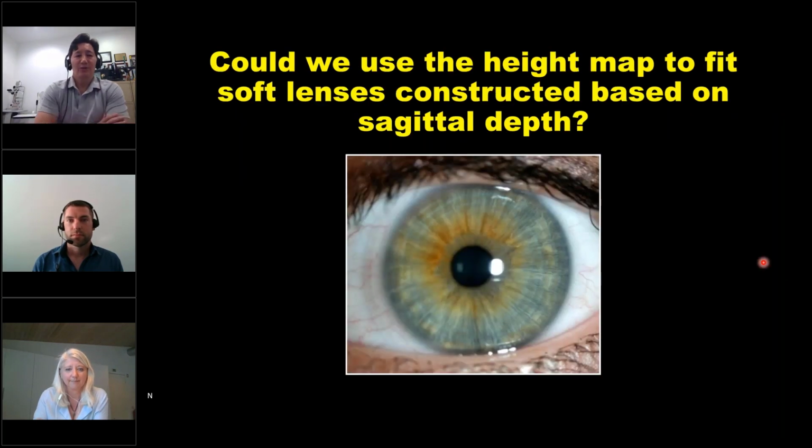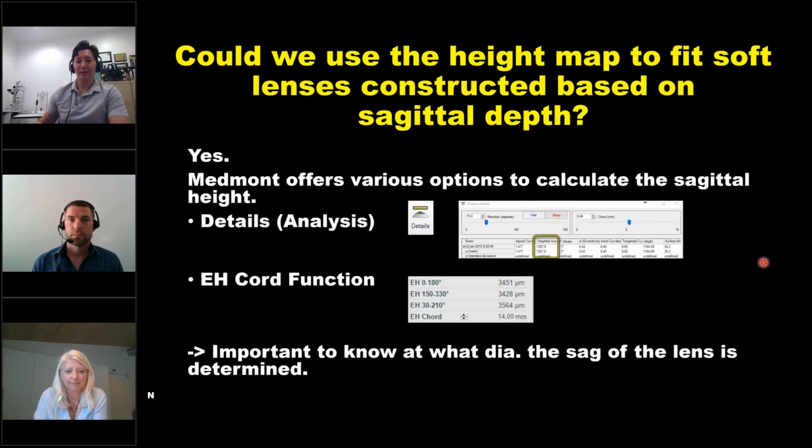Now, a great question is, could we use the height map or some type of sagittal depth to fit soft lenses constructed based on sagittal depth? And boy, what a cool question, because we do this so often with scleral. We do this with all of our rigid lenses. Can we do this with soft lenses? Nikki, tell us your thoughts.